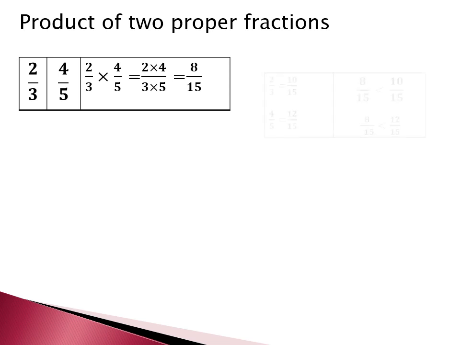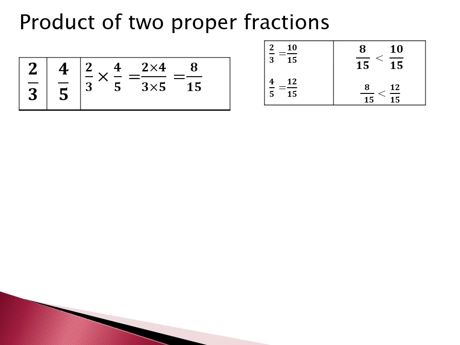Let us check that. We convert 2 by 3 into an equivalent fraction with base 15, because the product's denominator is 15. So 2 by 3 equals 10 by 15. Again 4 by 5 equals 12 by 15. Now we compare these two with 8 by 15. Naturally 8 by 15 is less than both of these equivalent fractions. That means 8 by 15 is less than 2 by 3 and 8 by 15 is less than 4 by 5. That is, the product is less than each of the fractions.